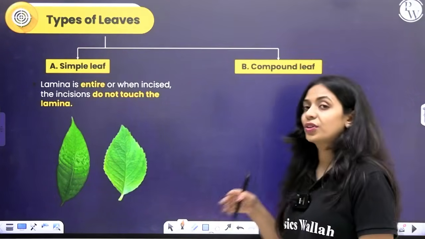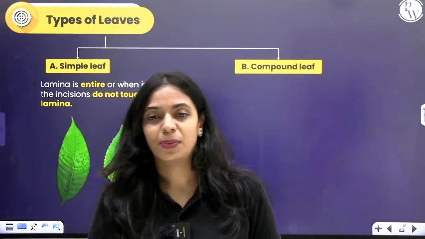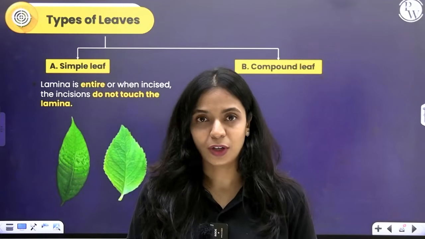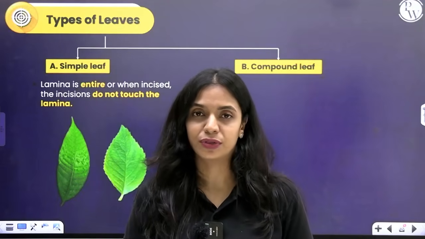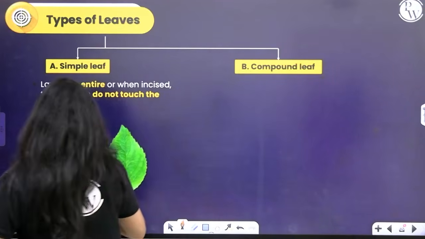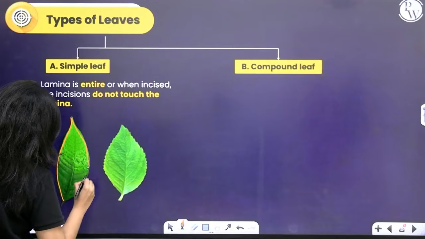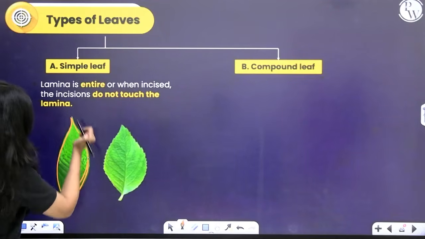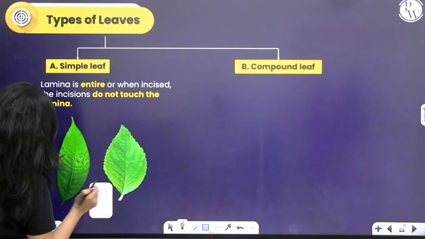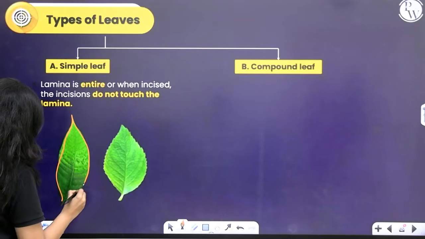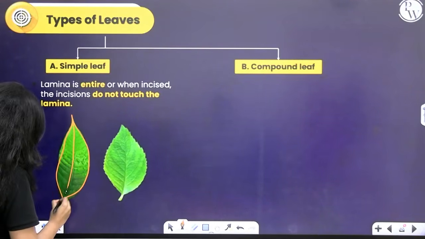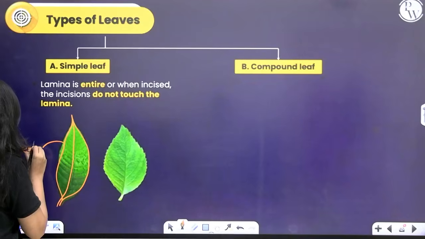Now let's talk about the types of leaves. Leaves can be categorized into two types, simple leaf and compound leaf. Now this classification depends on how the margin of the leaf is. What I'm highlighting here is called the margin of the leaf. In some species, you can see that the margin is smooth like this. There are no incisions at all. In that case, we say that the margin is entire.